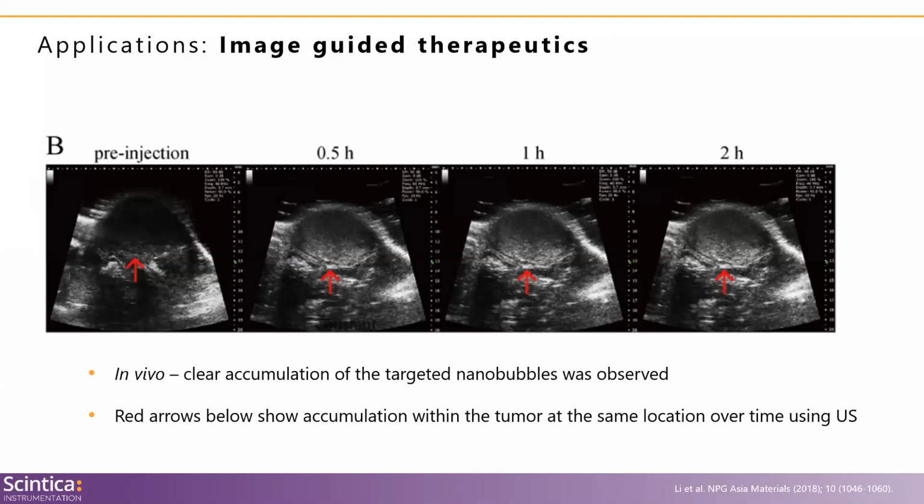So here's an example where a tumor-targeted theranostic agent was created. And this study very nicely highlights the use of ultrasound to image over time because it is relatively cost effective, and also it's quite easy to get that same image over time. So here we see the pre-injection where there's no contrast, and then over time we see within that same tumor, we can see the clear accumulation of those targeted nanobubbles.